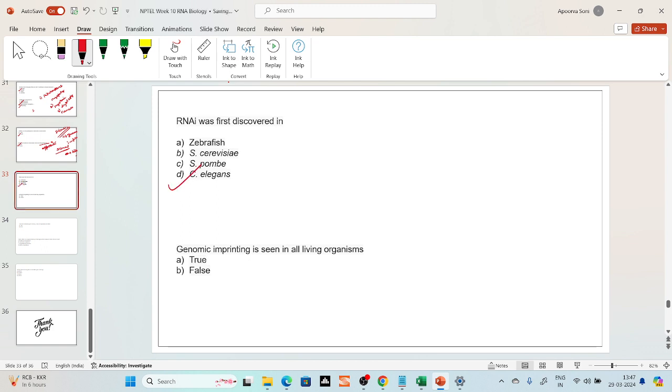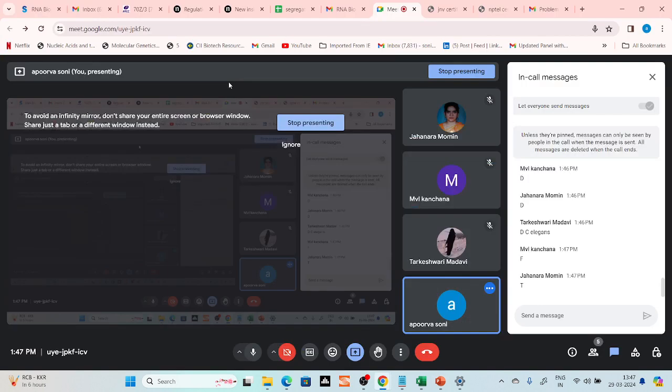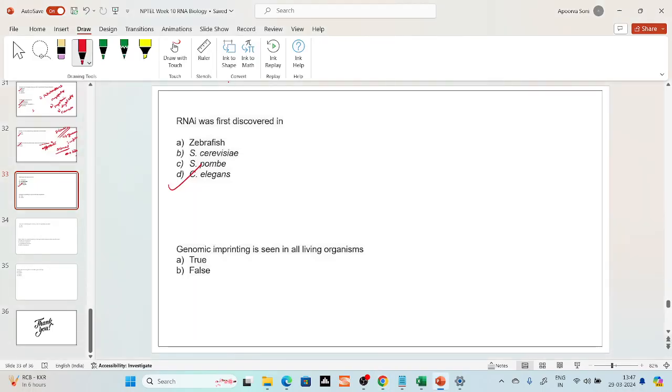Fine. Next question is: genomic imprinting is seen in all living organisms. True or false? Okay, I'm switching the screen. Okay. Kanchana has answered false and Jahanara has answered true. So the correct answer is false.